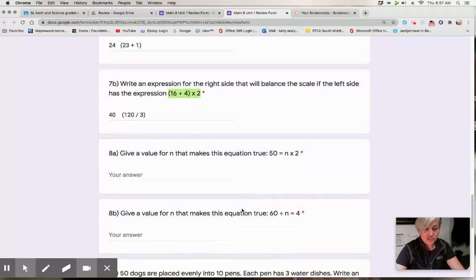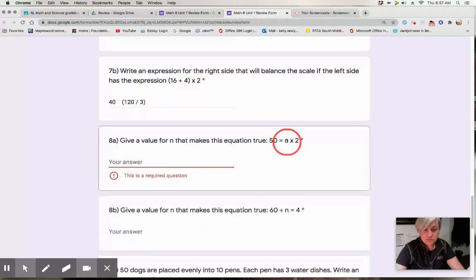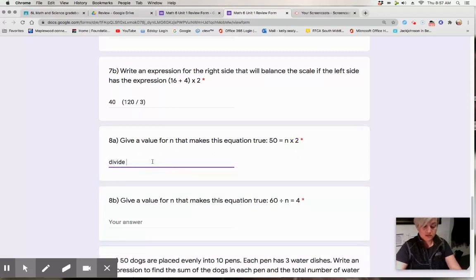Okay, question 8a. We are solving for n. Right now, n's being multiplied by 2. I need to undo what's being done to n. I'm going to divide both sides by 2. Divide both sides by 2. And I will get that n is equal to 25.